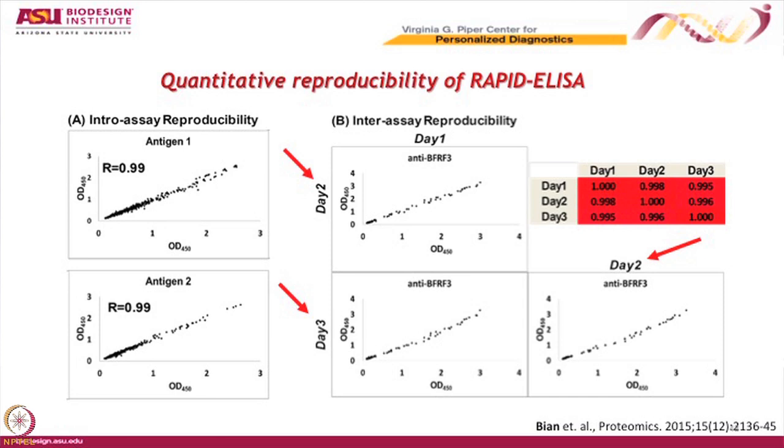This is within an assay, within a day on two identical plates, and this is between two different days. And then I'm showing you some examples and showing you that the correlations are typically close to 1.0. It means that they align very nicely.